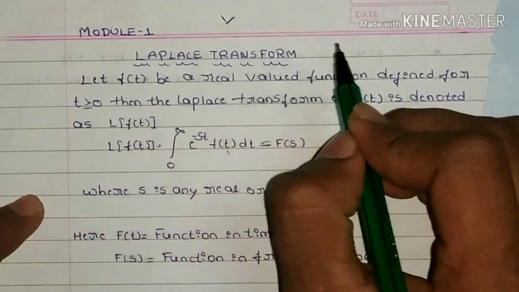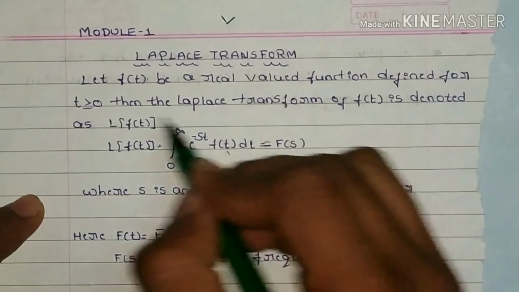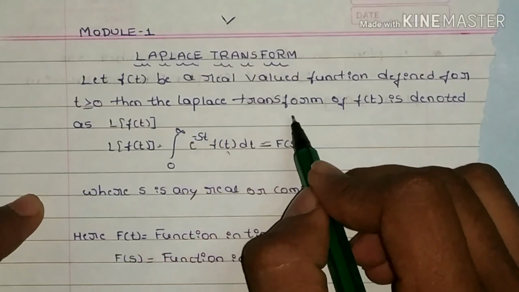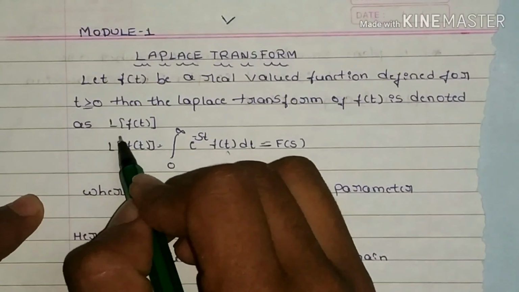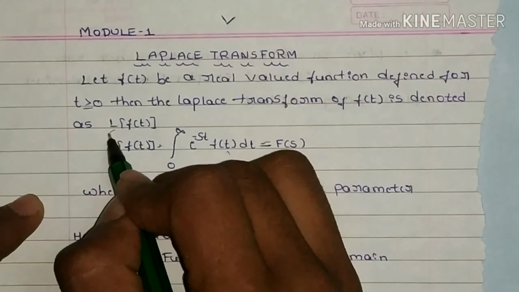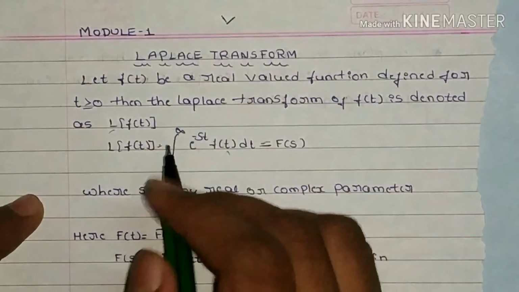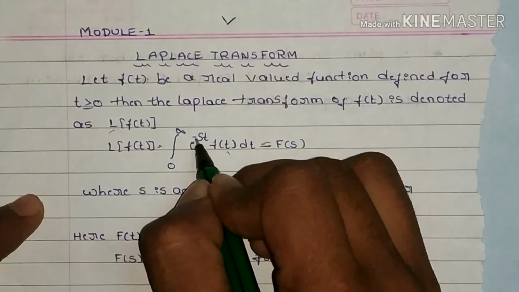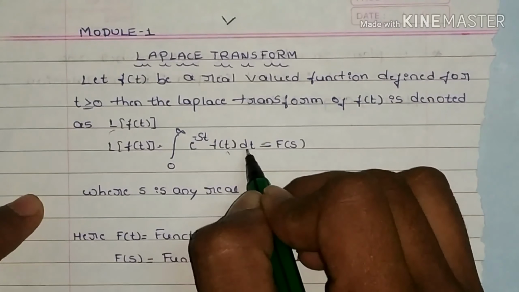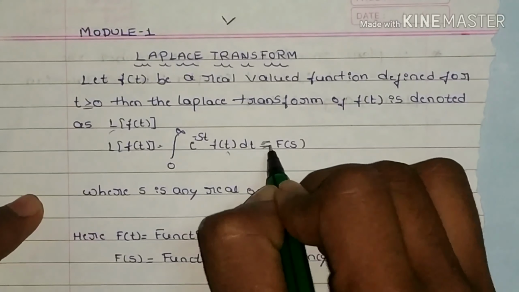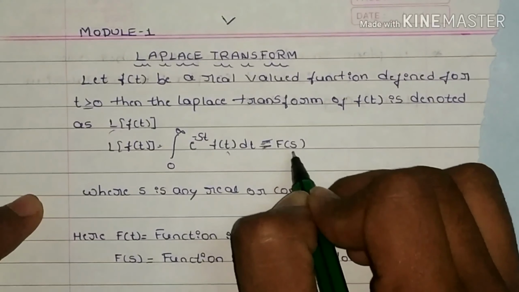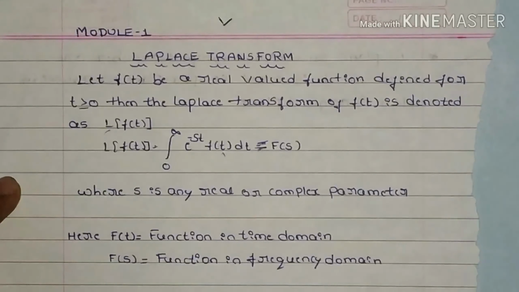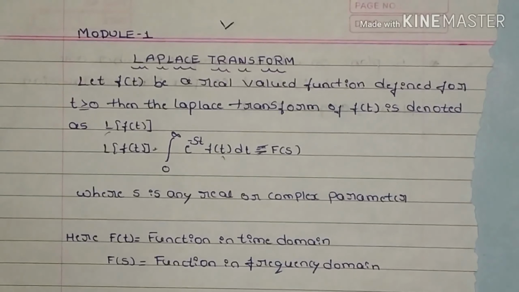Here f of t is any real valued function defined for t greater than or equal to 0. Then the Laplace transform of f of t is denoted as Laplace of f of t. Here L is Laplace and f of t is any real valued function. This is defined as the integral from 0 to infinity of e raised to minus st into f of t with respect to dt, and this is called F of s, where F of s is in the frequency domain and f of t is any real valued function.